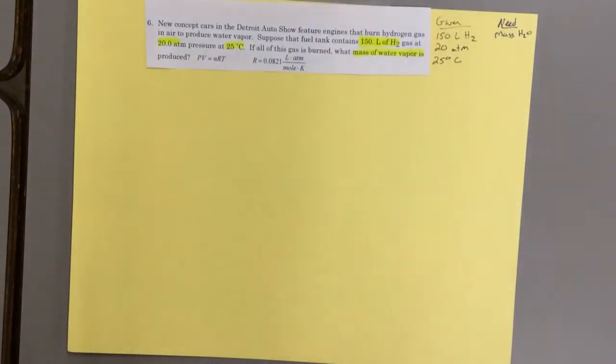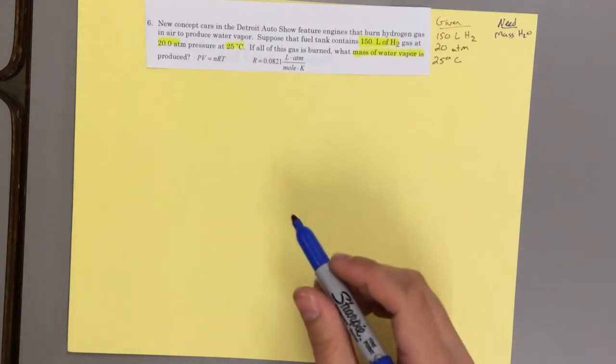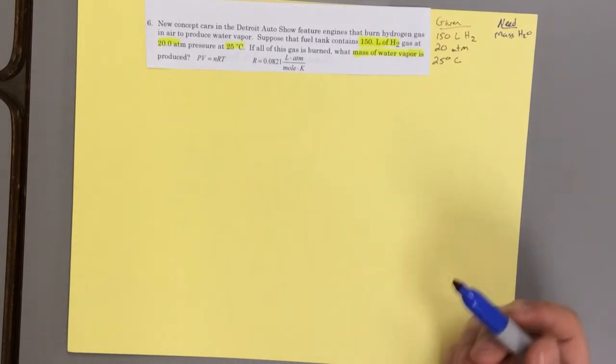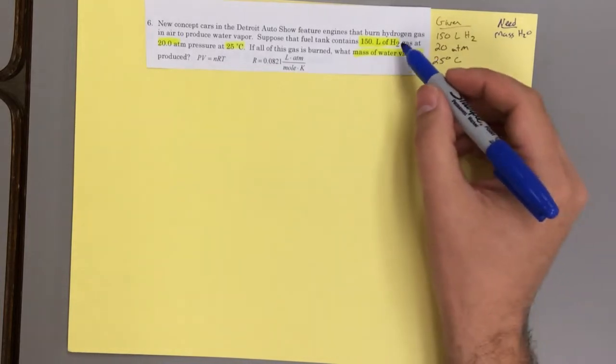So because of the fact that we're looking at some sort of stoichiometry question here, the easiest thing for you to do would be to set up a BCA table. The first thing we need with the BCA table is to figure out what our balanced equation is.